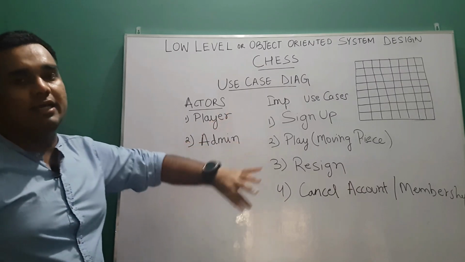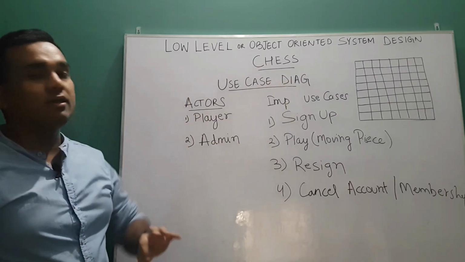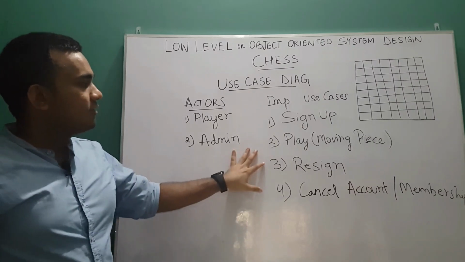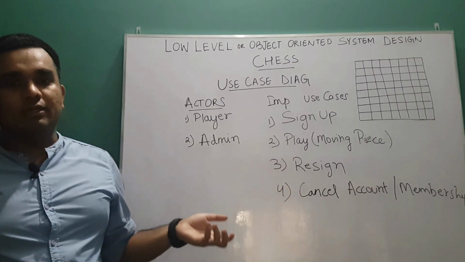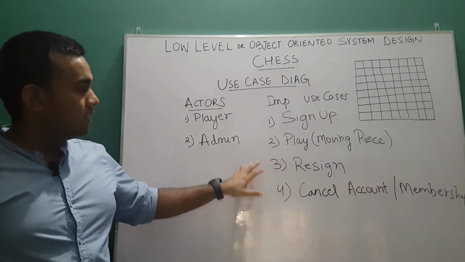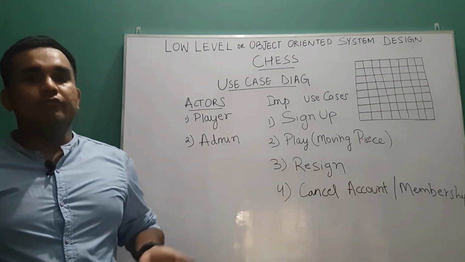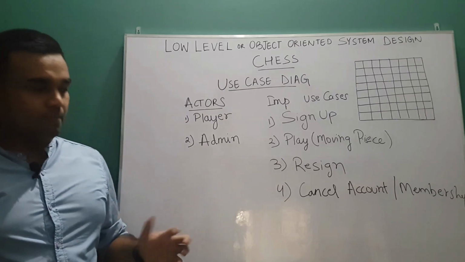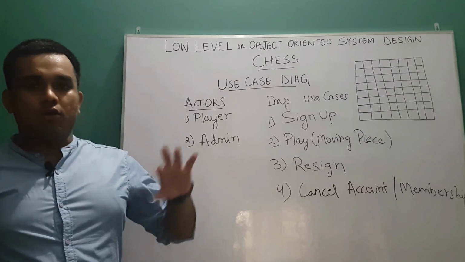The first one is sign up. The player signs up for registration in your website or in your app, whatever you are making. The second one is play, like moving a piece from one place to another. The third one is resign, if a player resigns, and the fourth one is if a player cancels their account or their membership. Now we will see what the use case diagram for this is and how we'll prepare it.